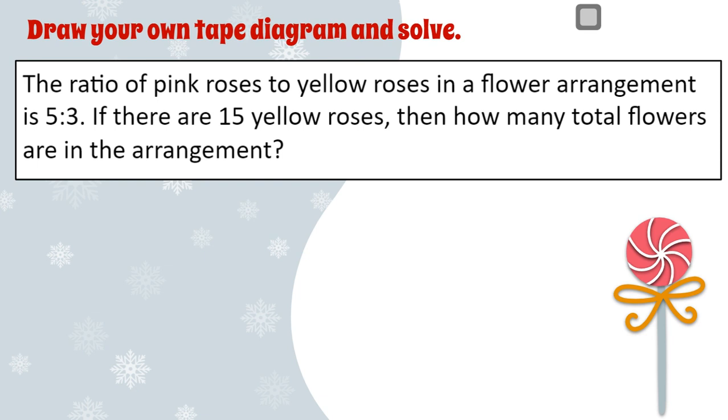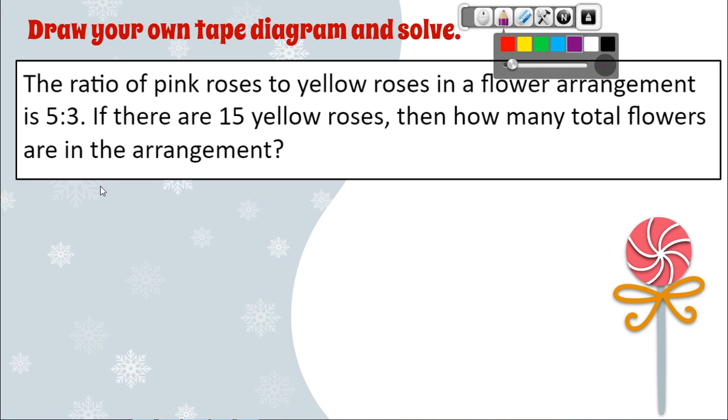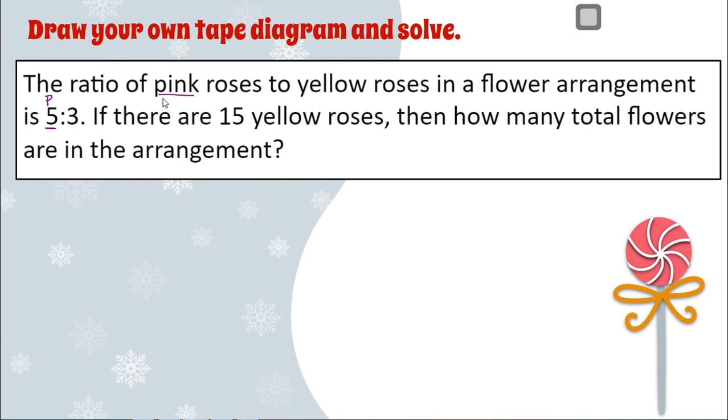All right, so let's pause there, and we want to try to figure out, well, what do these numbers represent? What does the 5 represent? Oops, don't go on yet. Okay, so the 5 should represent the first thing that is listed. So it says the ratio of pink roses. So the 5 is going to represent the pink, and that means the yellow roses are the 3. So let's go ahead and draw our tape diagram. That means we need 5 boxes for the pink. And then we need 3 boxes for the yellow. So we have pink to yellow.